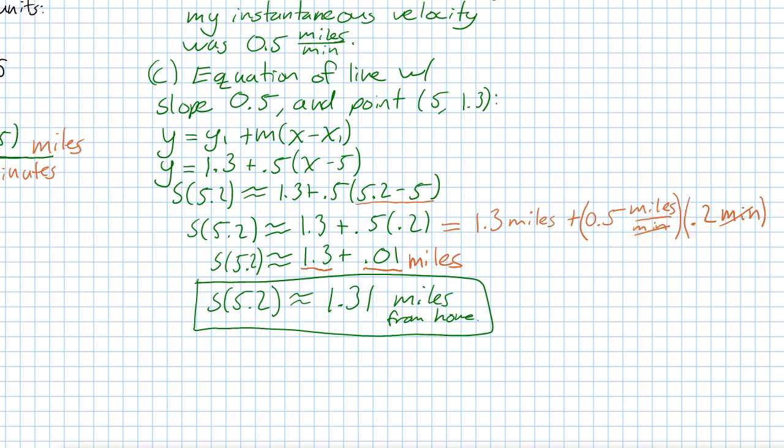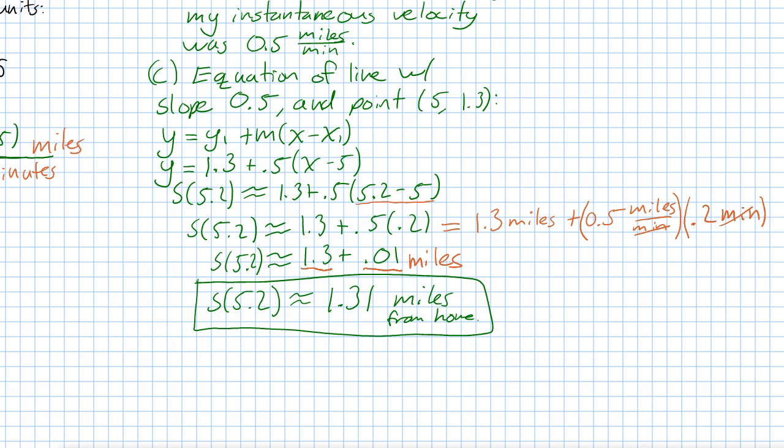Miles per minute times the number of minutes gives you the distance that you go. We're essentially doing rate times time equals the distance traveled in that 0.2 minutes. So that gives you 0.0. Did I multiply that wrong?